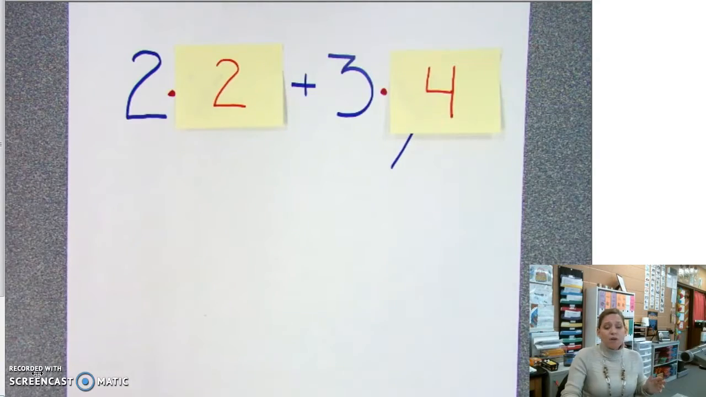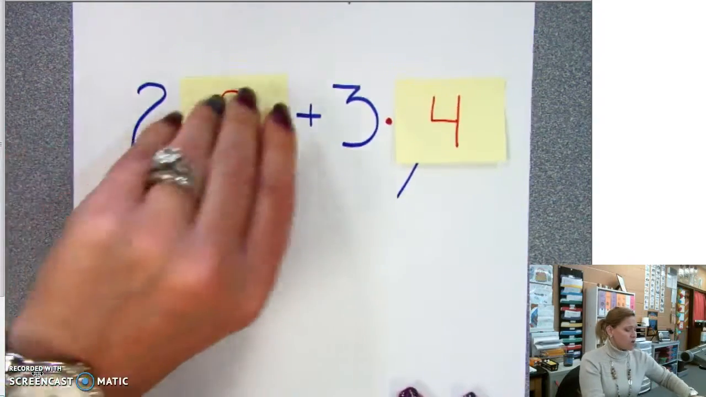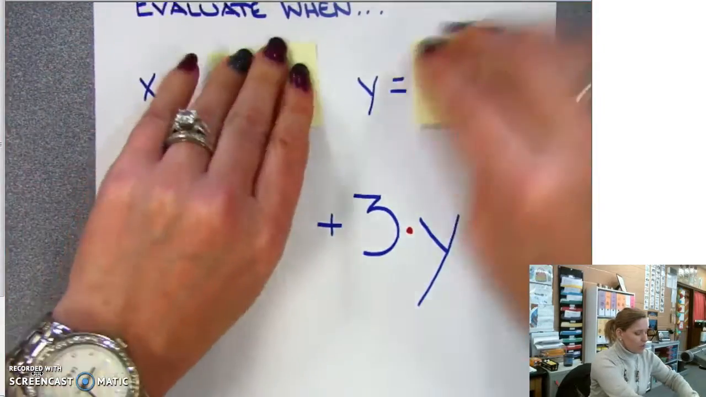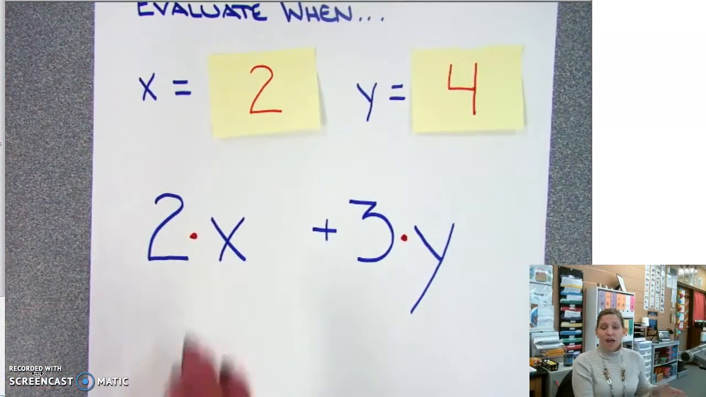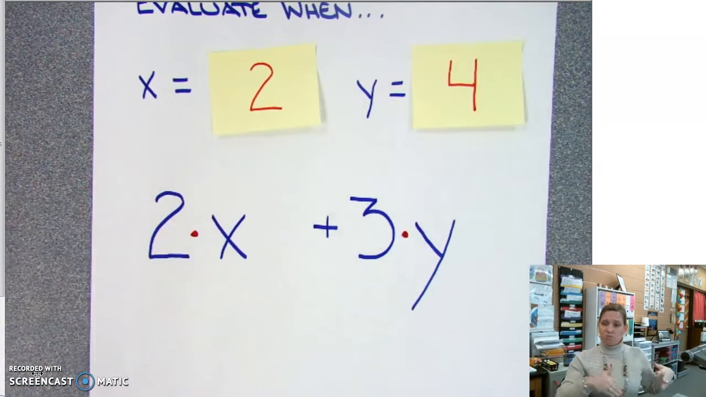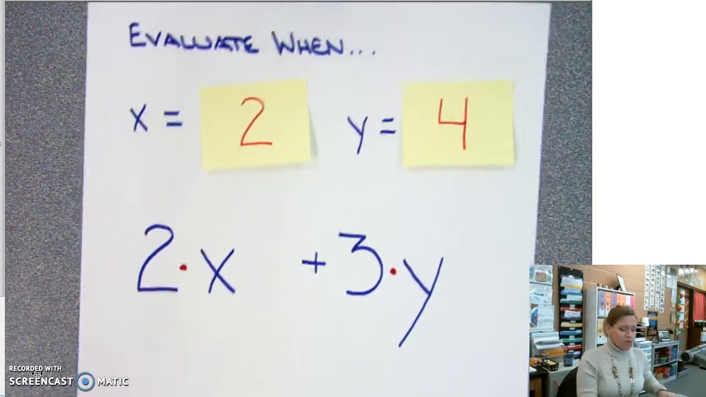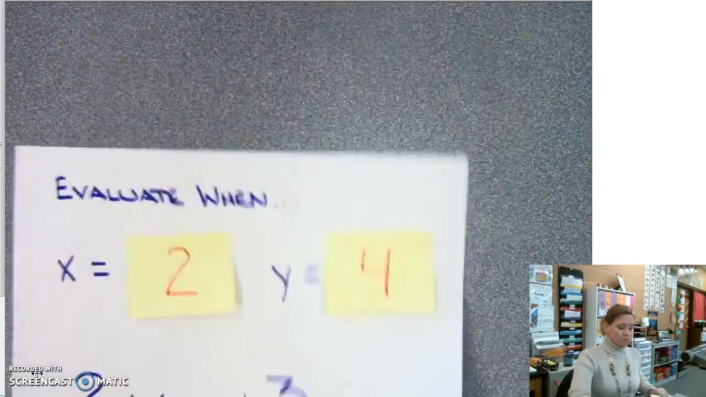So that's really what variables do. It helps you keep the equation the same, but gives you an opportunity to change up how many. And that's all the X and Y's are. Just plug something in and you're able to come up with the answer. So hopefully that makes a little bit more sense as we go on to our next page in our foldable. So let's continue.